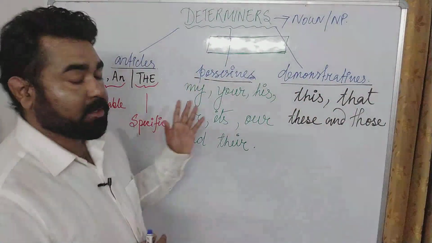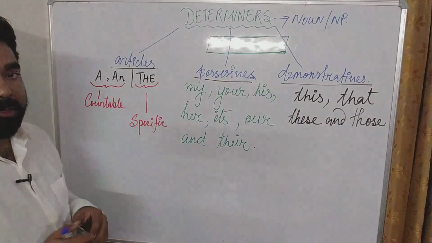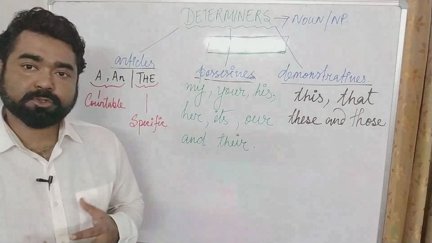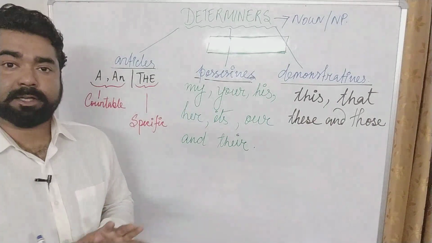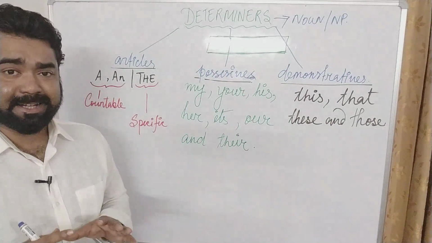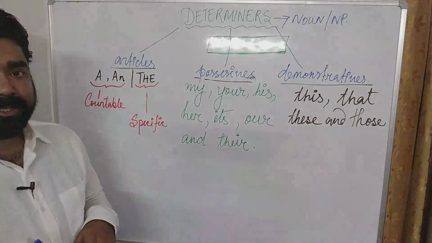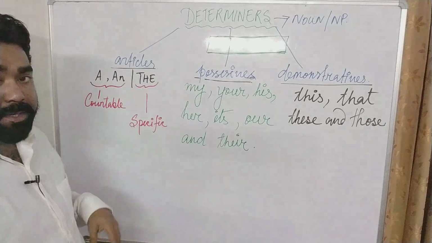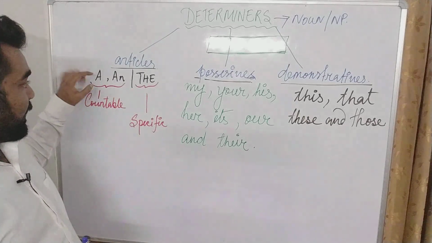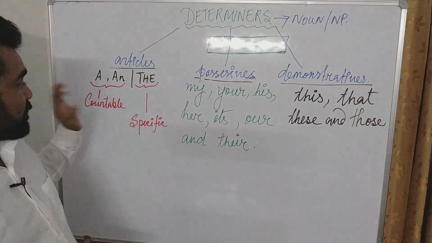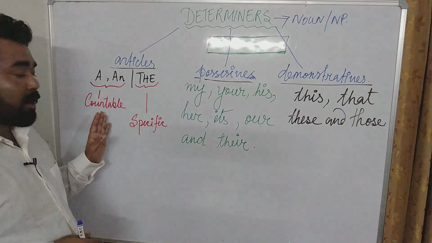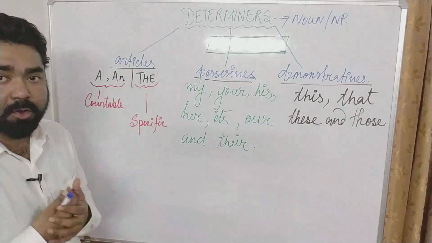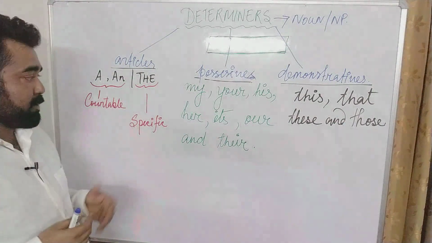Now the first type of determiner that we encounter is the articles. This is very commonly used, and all of us know how to use articles. We use them constantly in sentences. There are two types of articles: the definite article and the indefinite article. The definite article is the, whereas the indefinite article is a and an. Where are a and an used? In front of countable nouns, nouns that can be counted. For example, apple, orange, or oranges, apples.